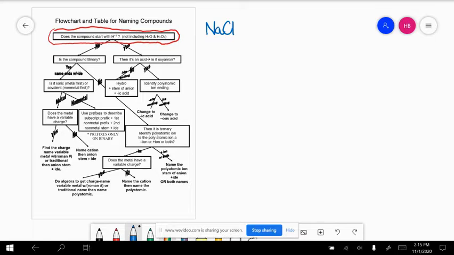So starting with H+ would mean in this very first position here, that would be a hydrogen. That is not a hydrogen. If it's anything but hydrogen, you're going to say no, and you're going to follow this particular arrow. Then it says, is the compound binary? Just as you'd expect, the word binary means two. There is sodium and there is chlorine, so the answer is yes, that is 2.